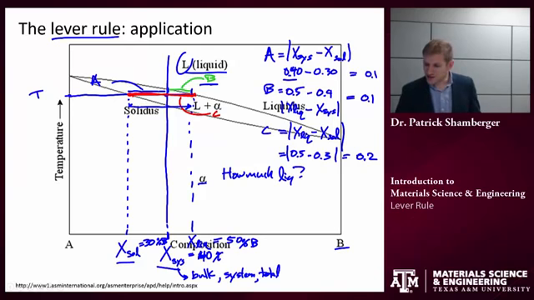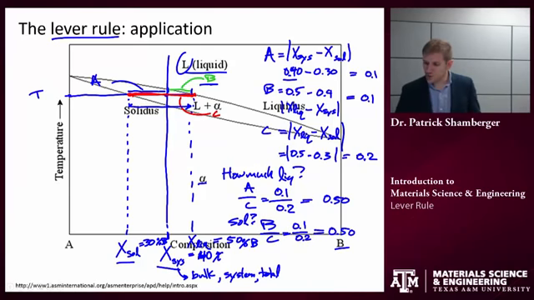In this case, I would take the fraction A over C. And so using the numbers I've calculated here, that's 0.1 over 0.2. And so there is 0.5, or 50 weight percent, mass fraction, sorry, of the system is liquid. How about the solid? How much solid is present? That's given by B over C. Again, that equals 0.1 over 0.2, 0.5.